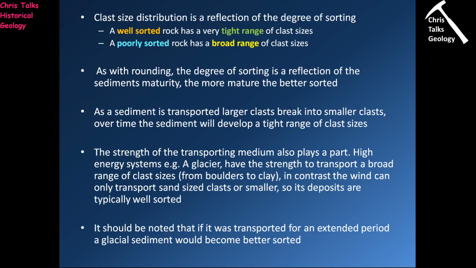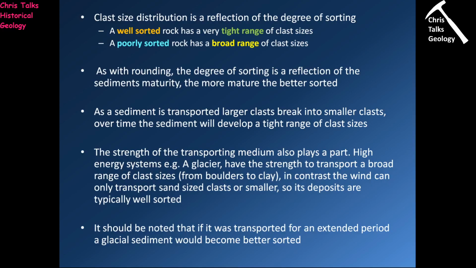So in terms of our class size distribution, when we look at a sedimentary rock, we typically refer to it in a couple of ways. It can either be well sorted, which means there's a tight range of clast sizes, so the size range isn't that big. Or you can have a poorly sorted sediment, in which case you have quite a broad range of clast sizes. As we've discussed, typically the better sorted your sediment, the longer it's been transported for. So a well sorted sediment is very often a mature sediment.